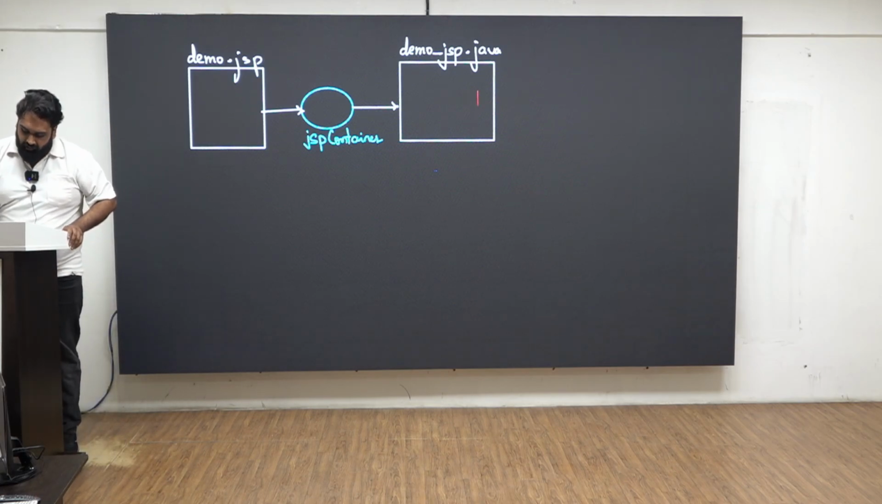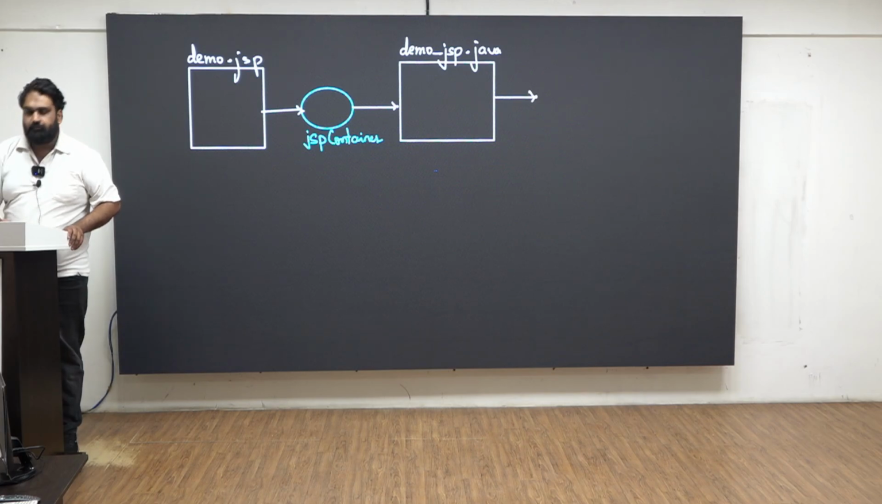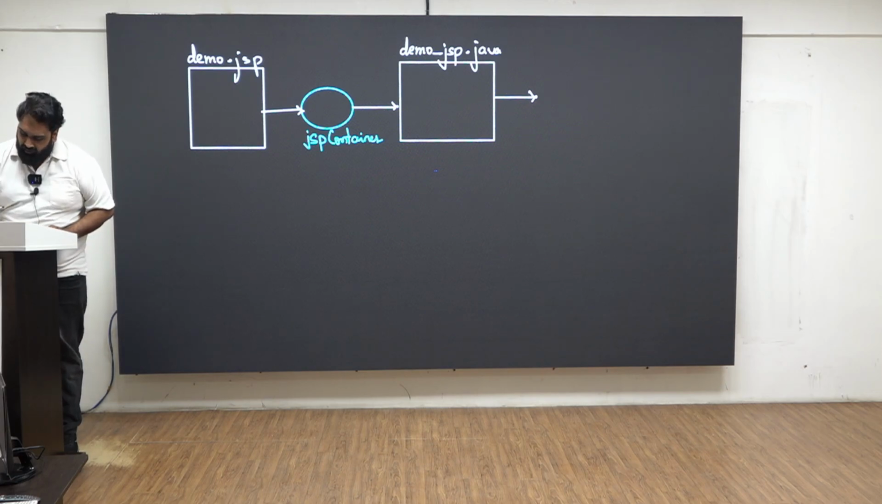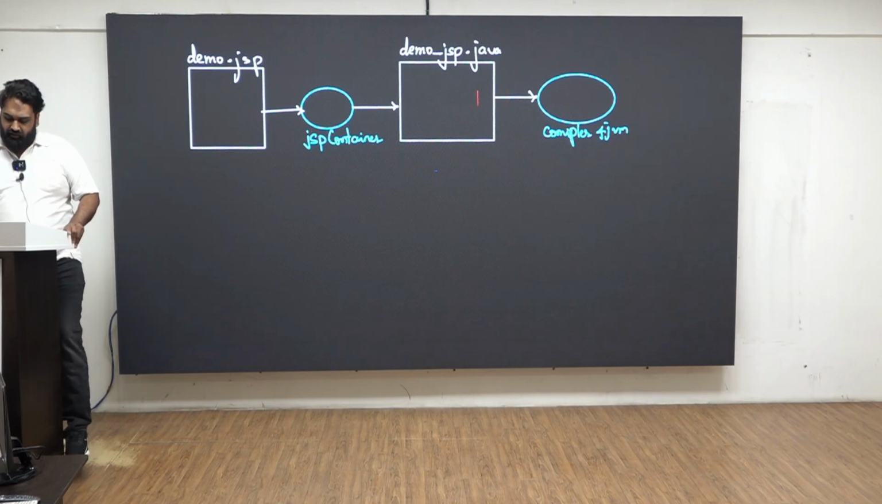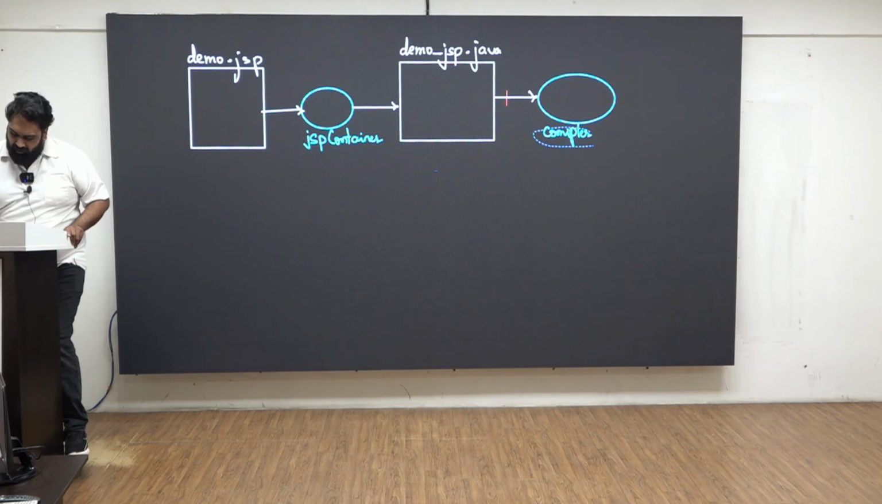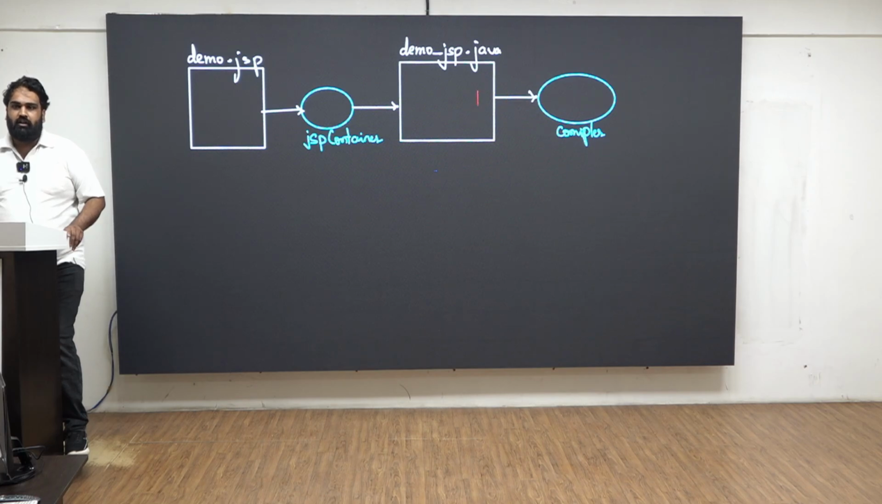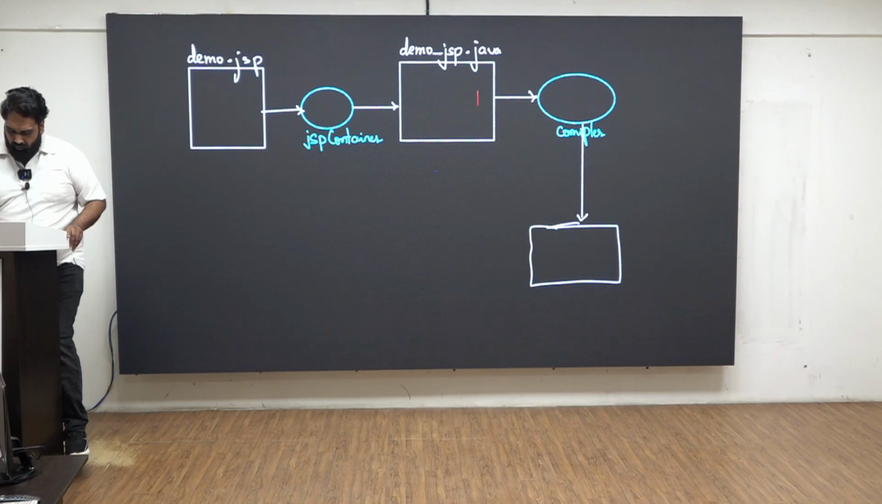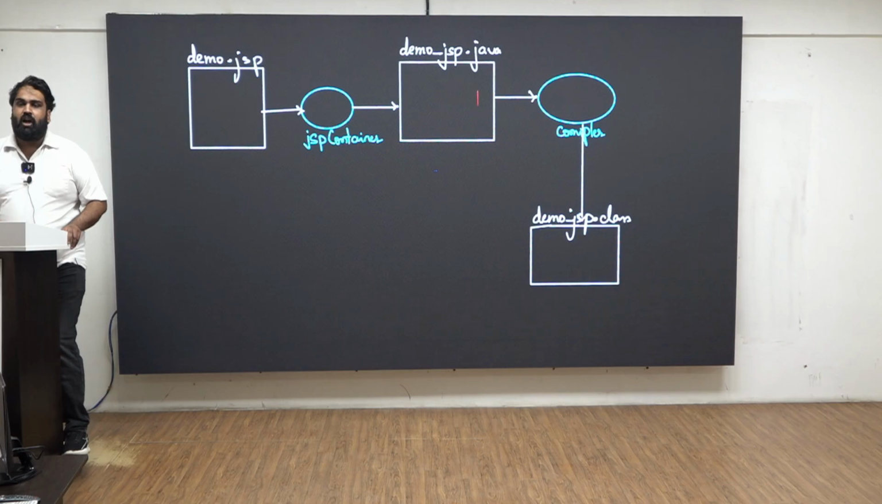Can I directly execute this .java file? I cannot execute it directly, so I will call one more software. Let us assume I have a Java compiler and JVM together, or let's assume only the Java compiler is there. What will the Java compiler do now? It will take this demo_jsp.java and convert it to demo_jsp.class.